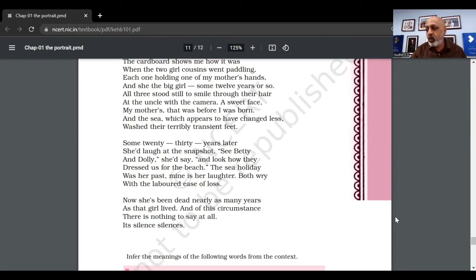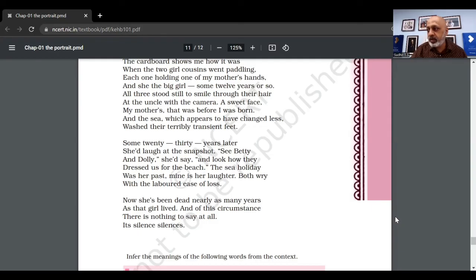Death is a theme of the poem. And then there is a sense of fondness, and then it's a sense of loss. Fondness for her mother. There's also a sense of loss, of having lost someone who was so near and dear to her. Poetic devices: stood still to smile. Alliteration, aapko malum hoga, same word being used, same alphabet being repeated, SSS. Terribly transient feet is also an alliteration. It's also a poetic device called transferred epithet. Okay. From an examination point of view, not important, but it's interesting to know.